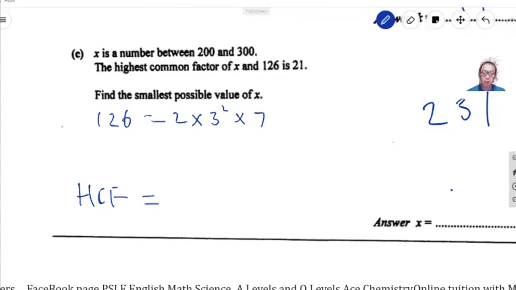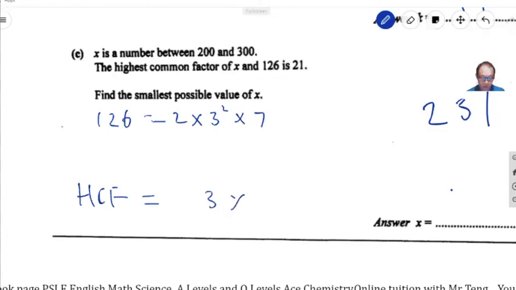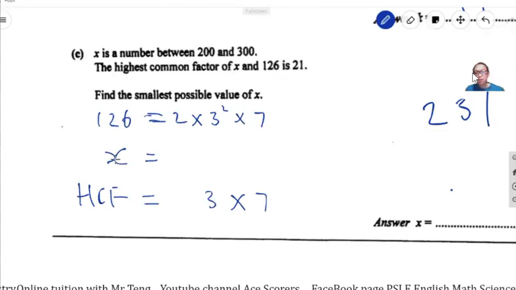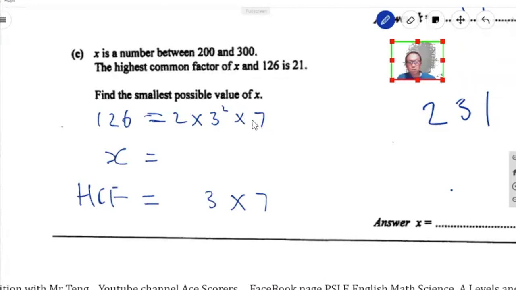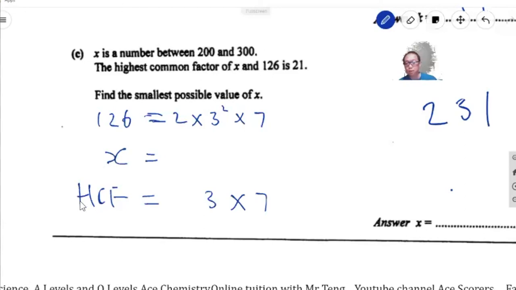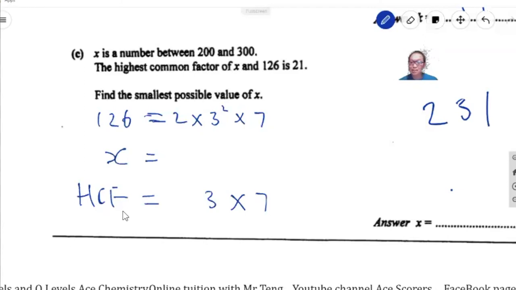So 21 is actually 3 times 7, right? Now I have X. X is a number between 200 and 300, okay? But the HCF between the two of them has to be 3 times 7. So what I need is to find out what are the possible combinations. Remember, if I want to find HCF, I need to choose the one with the lowest power. Do you know what I'm talking about? The reverse, right? Highest common factor, I need to find the one with the lowest power.